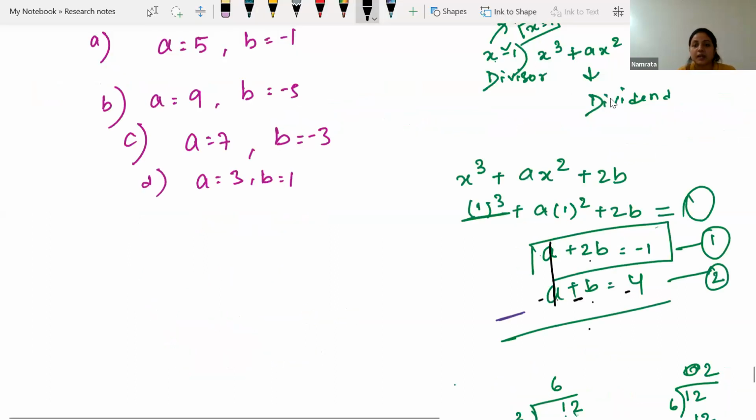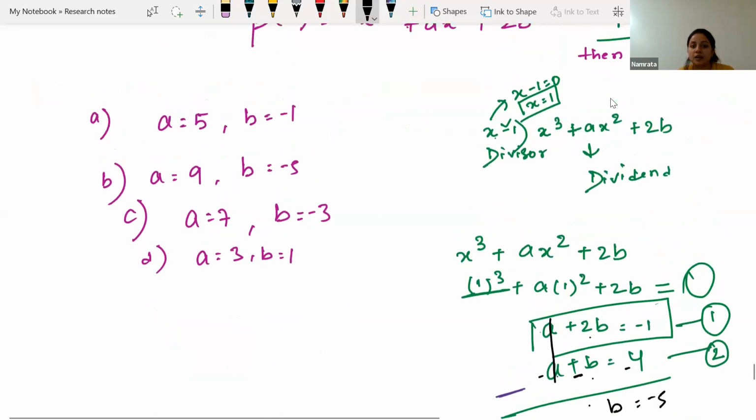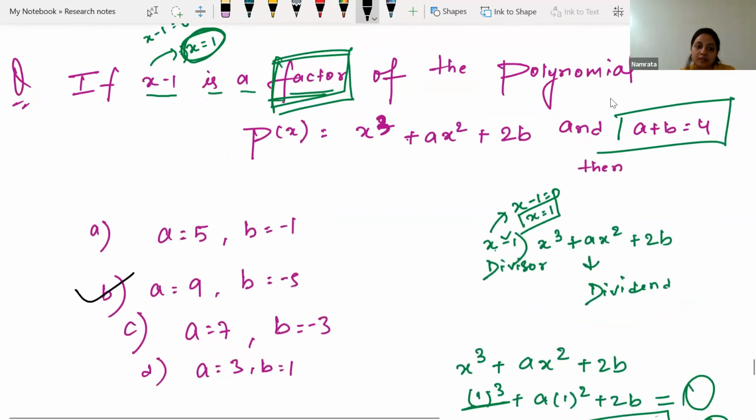It will be 2b minus b. b is equal to minus 5. So a will be, yes, it is B. Perfect. Have you understood the process we have done? We are taking the value of x from the factor, substituting it in the polynomial, and on the other side writing 0. But please don't memorize this step. Understand why we are writing the other side as 0, because the remainder will be 0.